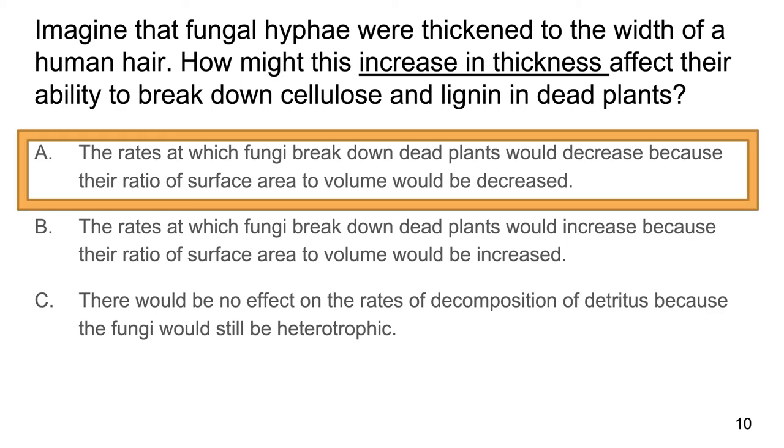All right, if you put A, the rates at which fungi break down dead plants would decrease because their ratio of surface area to volume would decrease. This is the correct answer. So remember, if you increase thickness, essentially what you're doing is getting bigger and bigger. Your volume is growing at a greater rate than your surface area is, so your surface area to volume ratio is going down. If your surface area to volume ratio is going down, your ability to break down and absorb dead plants is going to decrease.